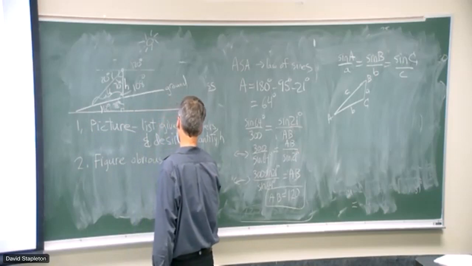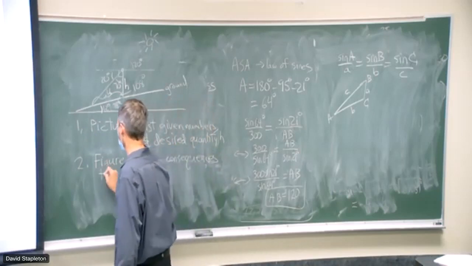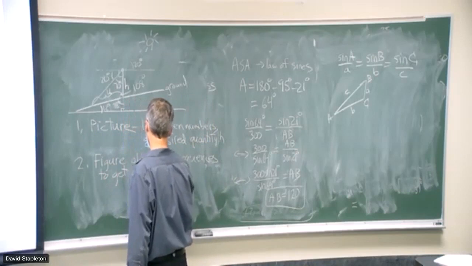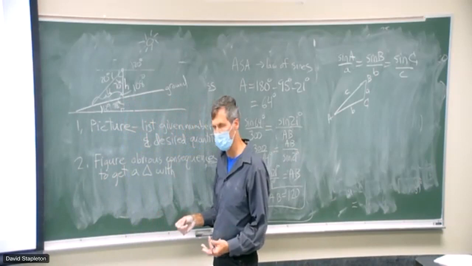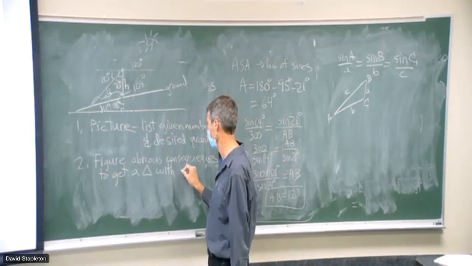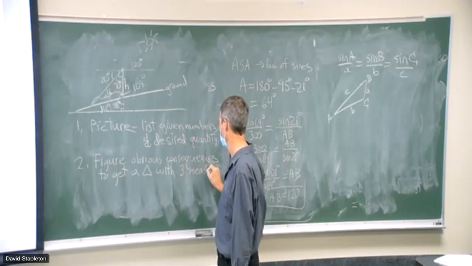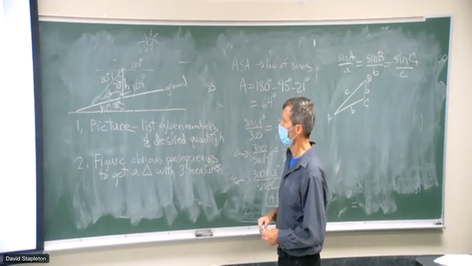Obvious consequences. To get a triangle with three known quantities, remember, if we have three measures other than all angles, we can solve it by the law of sines and the law of cosines. Well, say three measures between the angles and the sides, not just the angles. And that's what we did finally.